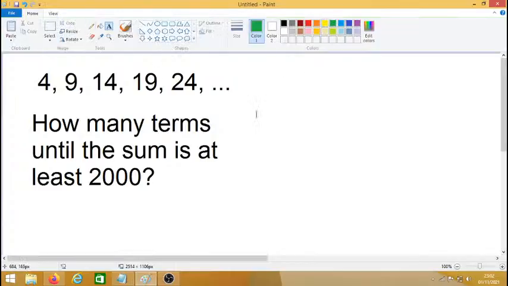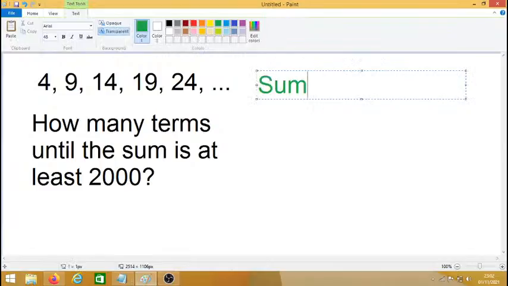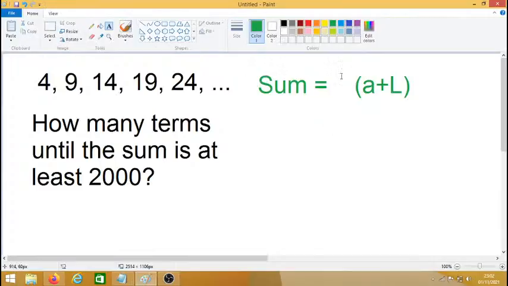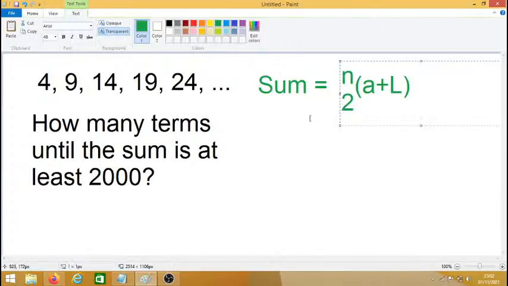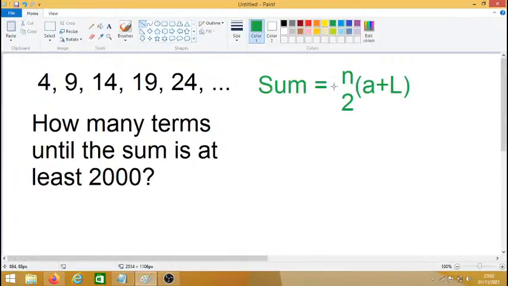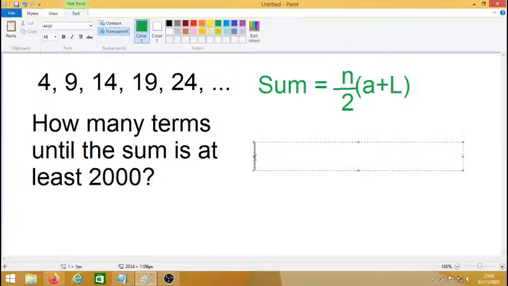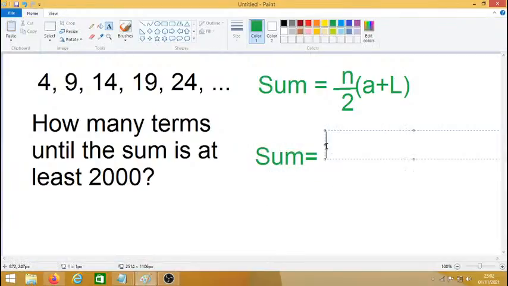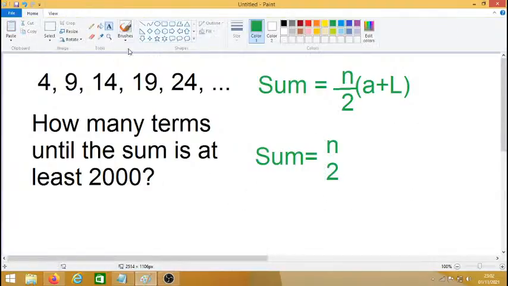Well, we start with the two formulas that we learned last time for the sum of a sequence of numbers. So the first formula is the first number in the sequence plus the last number, and we times that by n over 2, how many numbers there are, divided by 2. That's one of the formulas we can use, which is pretty much the easiest formula. If you can use that one, then definitely use that one.